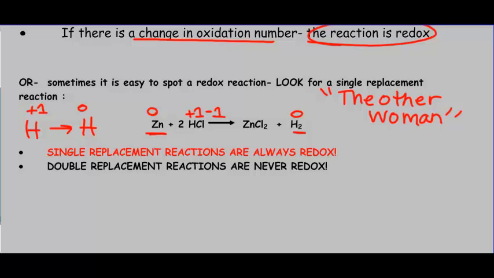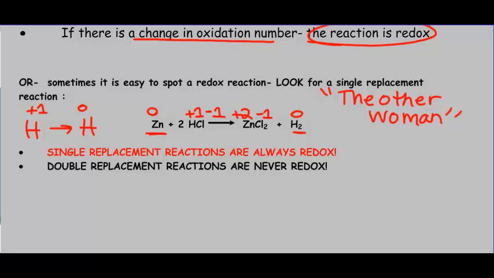For the record, zinc's charge is also changing. In here, it's +2 in compounds, right? And chlorine's -1. So when you have an element by itself on one side, and then that same element in a compound on another side, it will always be redox. So look for single replacement reactions, look for the other woman, those are always redox.